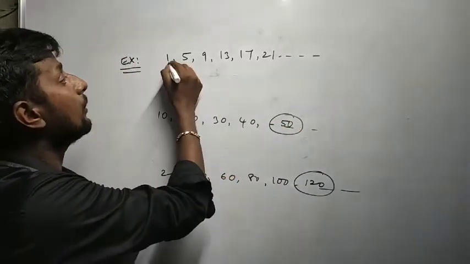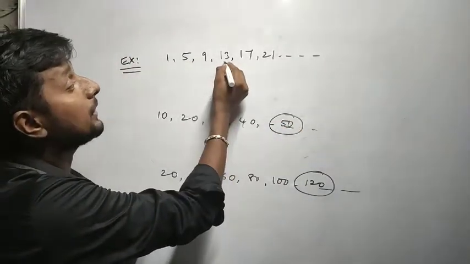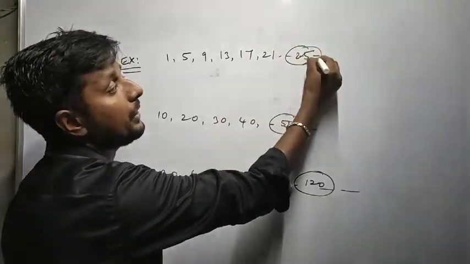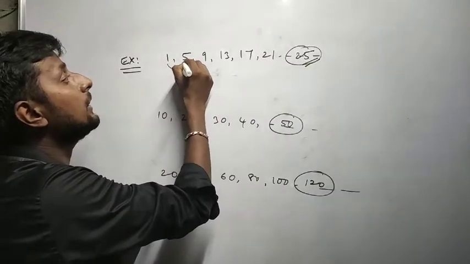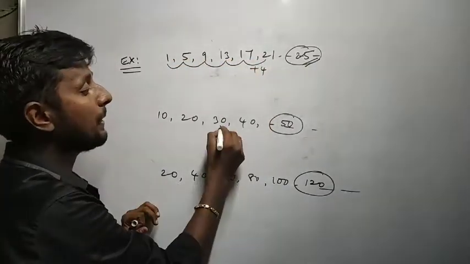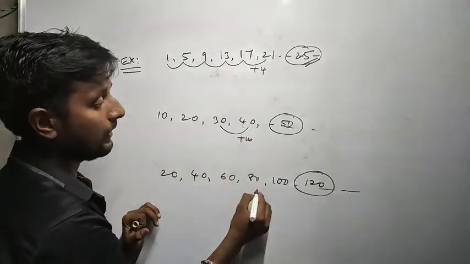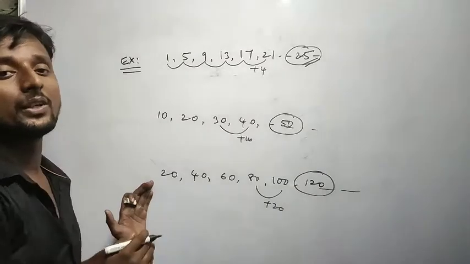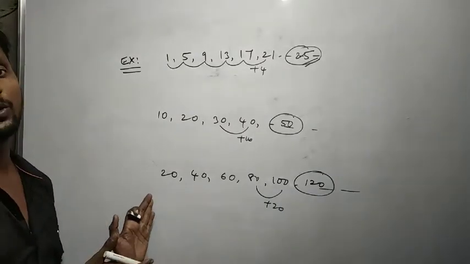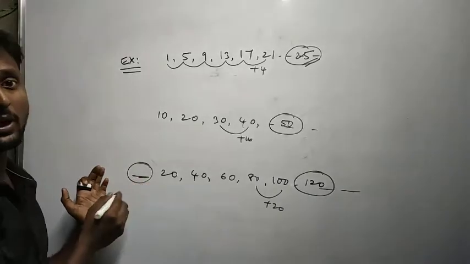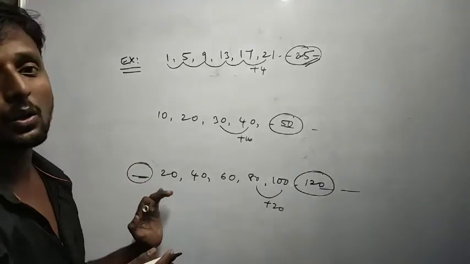Look at 5, 9, 13, 17, 21. Can you say what the next number is? 25, because here the pattern is plus 4. Here the pattern is plus 10. Here the pattern is plus 20. And the condition is satisfied with each and every number except the first one, because we don't know what exact number comes before the first term. So this condition will not work out for the first one.